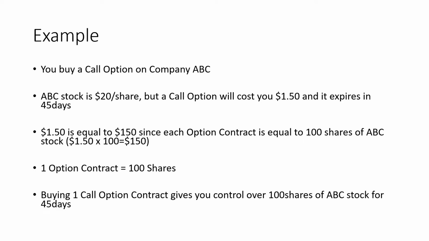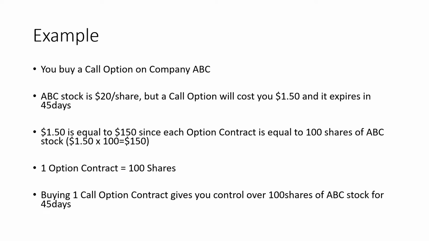This is one example. You buy a call option on, we'll say, company ABC. At the time you buy this call option, ABC stock is worth $20 a share. But a call option will cost you $1.50, and it expires in 45 days. Now, $1.50 is the same as $150.